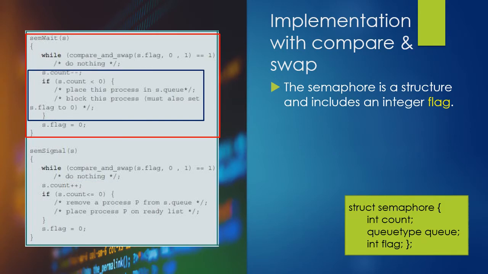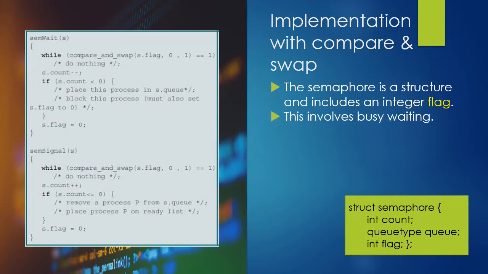Next, let us look at semWait. The critical section is indicated by the blue box in which count and Q of the semaphore are being modified. As long as flag is not 0, the semWait function keeps busy waiting, comparing flag with 0. When flag is 0, it swaps flag with 1. Compare and swap returns the old value of flag, and the function comes out of the loop to decrement count. If count is less than 0, it blocks the calling process in the semaphore's queue. After this, it sets flag to 0.